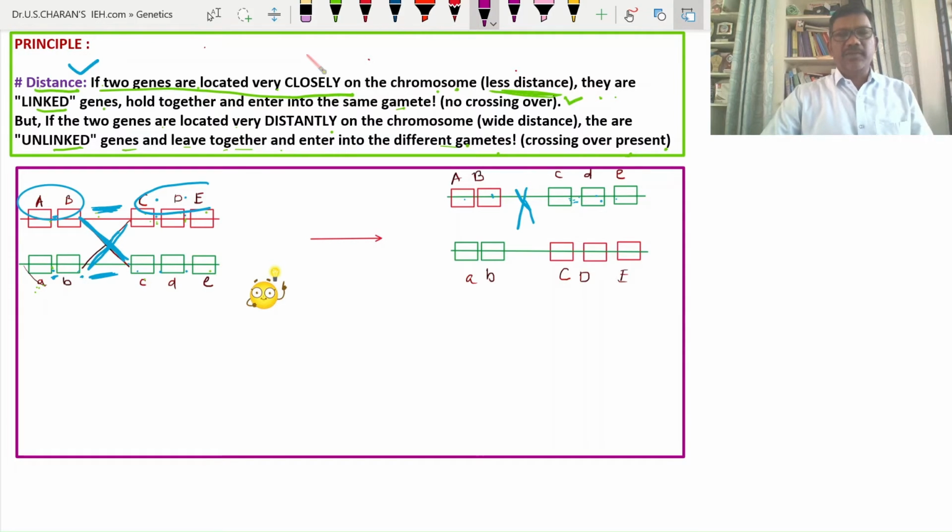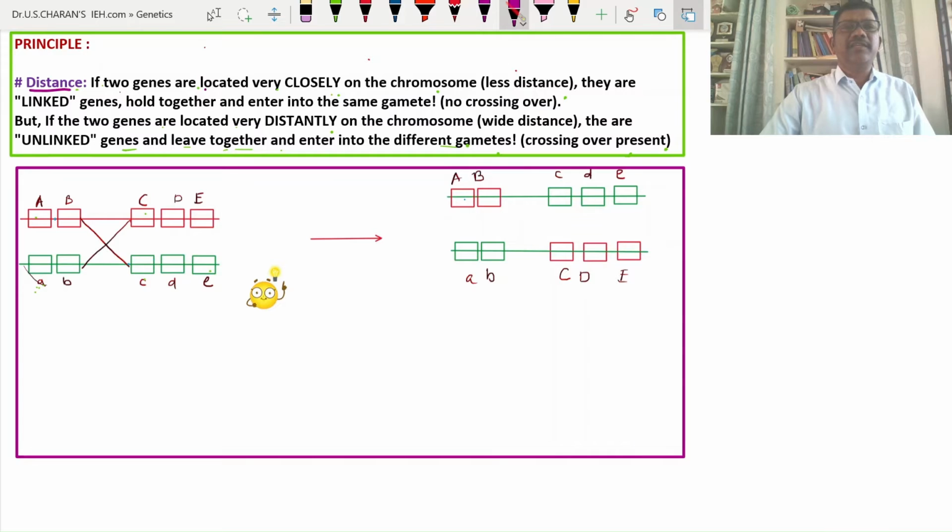I'll discuss two examples, then you can understand the complete concept. After completing this entire discussion, you can remember this principle, that's all. If two genes are located very closely on the chromosome, that means if the distance between the alleles is very small, they are linked with each other, hold together, and enter into the same gamete. Why do they enter into the same gamete? Because there is no crossing over.